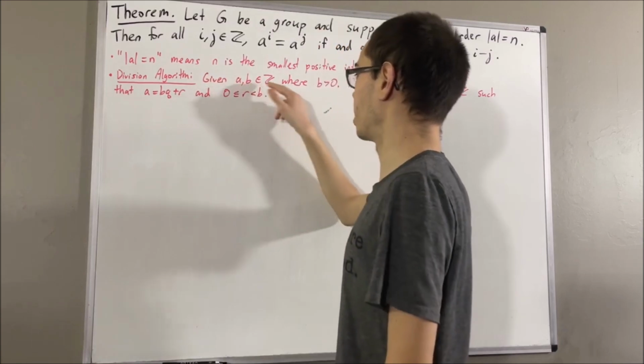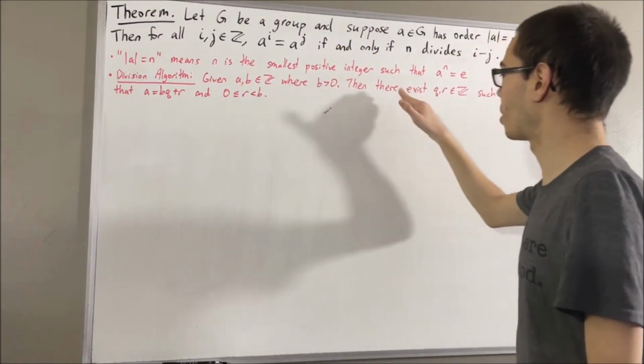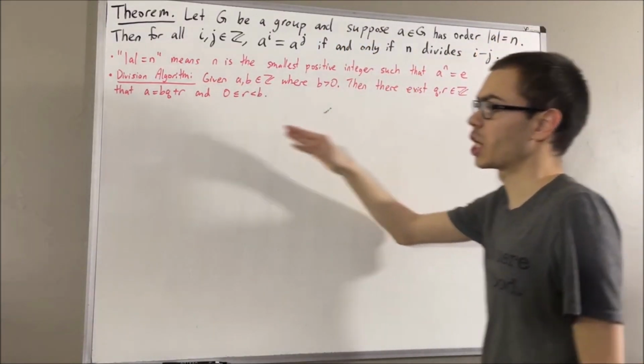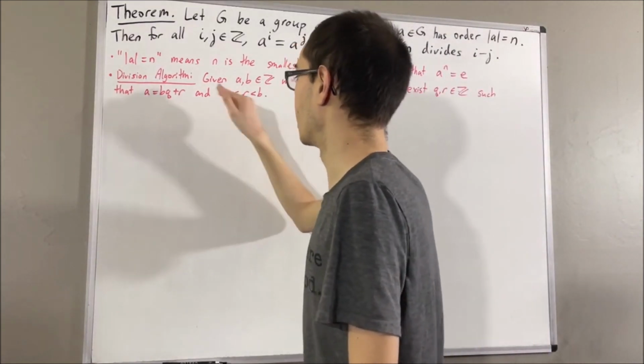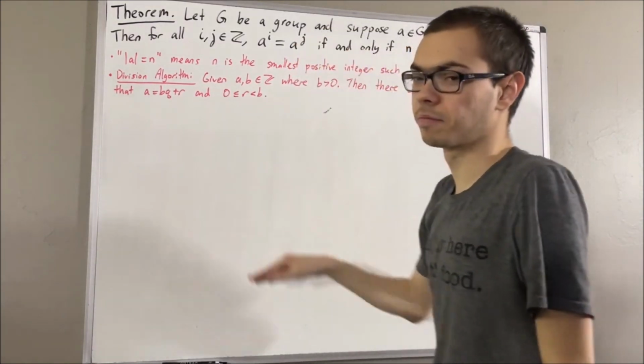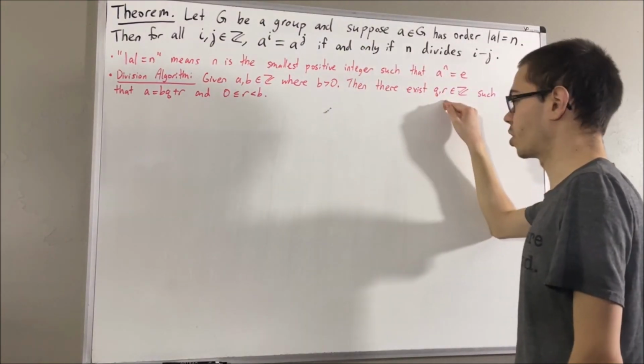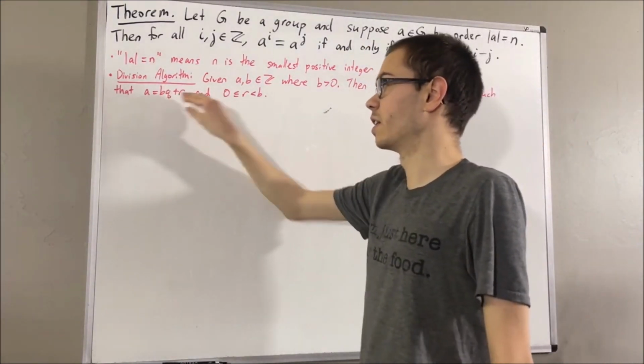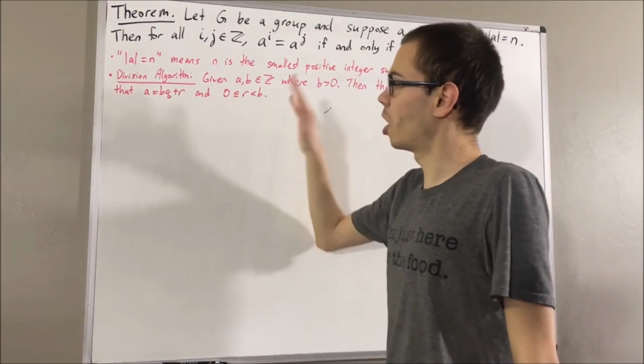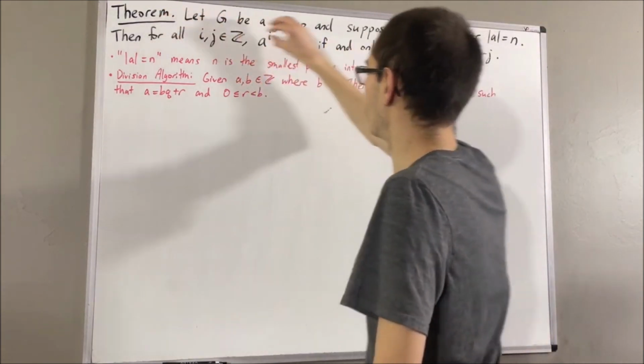Given integers a and b where b is greater than 0, then there exist integers q and r such that a is equal to bq plus r and 0 is less than or equal to r is less than b. And these integers q and r uniquely satisfy these statements. Okay, so now let's get into proving this theorem.